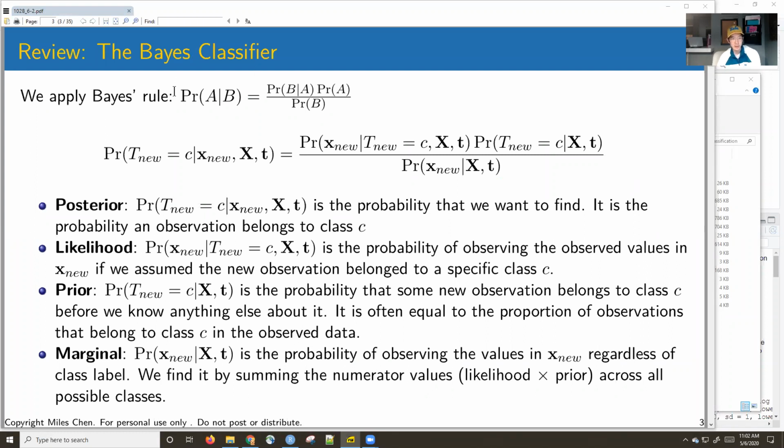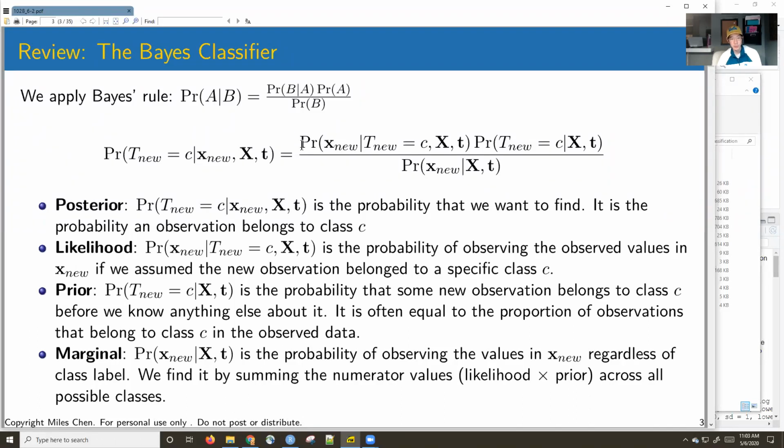With the Bayes classifier, we are going to apply Bayes' rule, which says the probability of A given B is equal to the probability of B given A times the probability of A divided by the probability of B. And we're going to apply that for a classification problem where what we want to know is the probability that some observation belongs to a certain class given the values in its x vector. This we call the posterior probability: the probability an observation belongs to class C, given its x values.